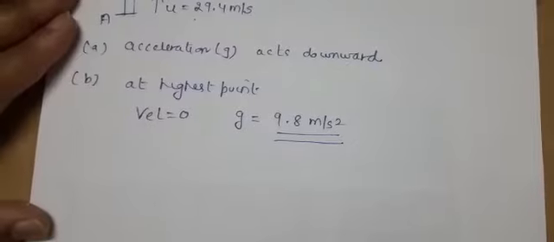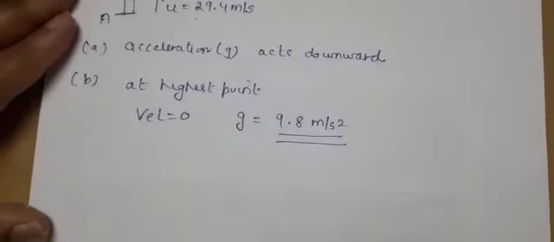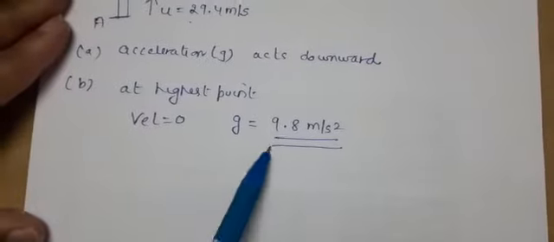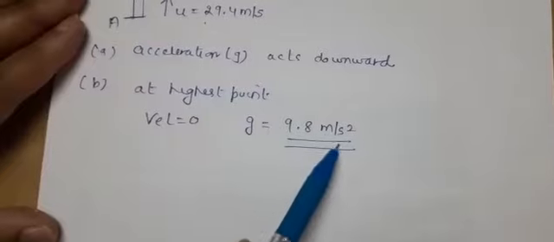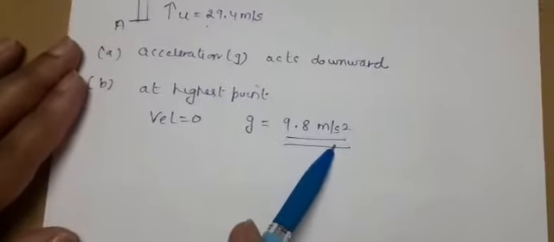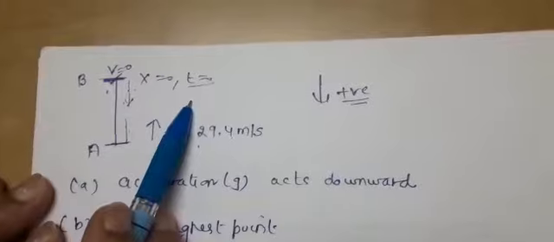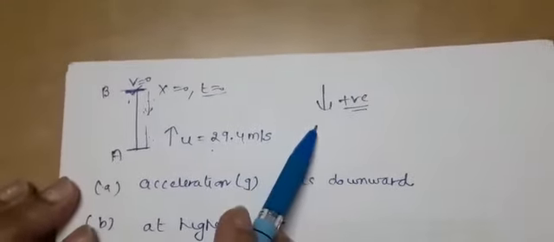In this statement, acceleration due to gravity is given to be 9.8 meter per second square. So we will go as per the question. At the highest point, velocity is 0 and acceleration due to gravity is 9.8 meter per second square. Now, in the third part, it has been given that x equal to 0 and t equal to 0 be the location and time at the highest point, and vertical downward direction is taken to be positive.